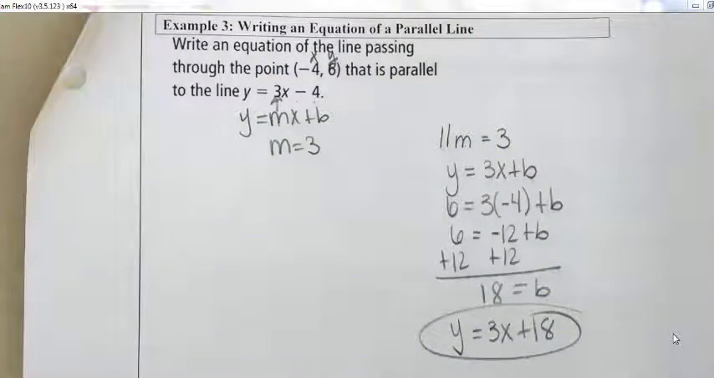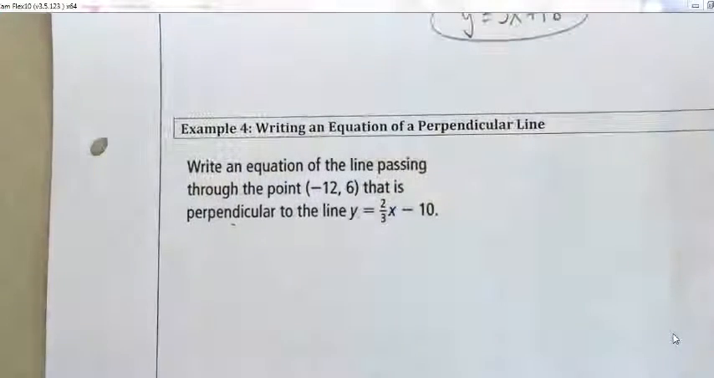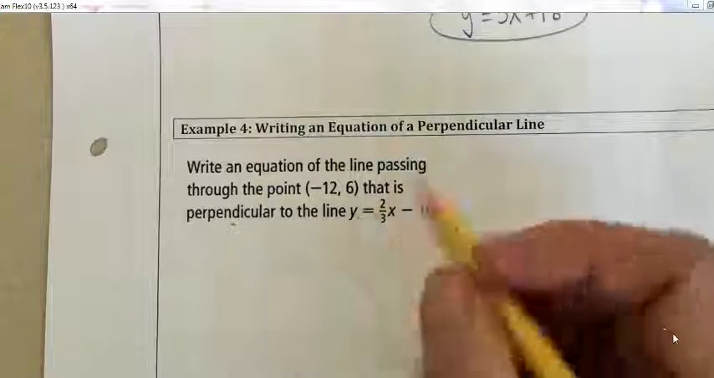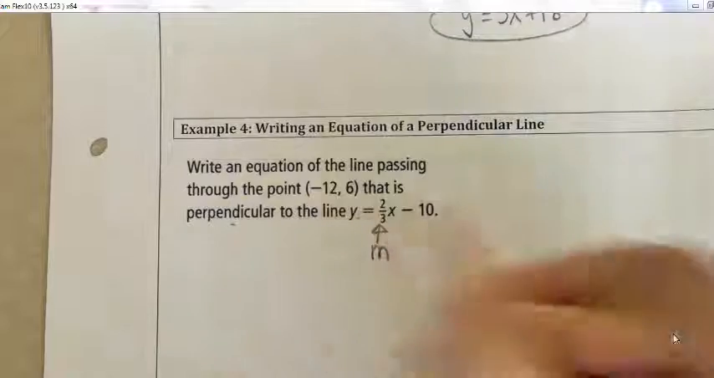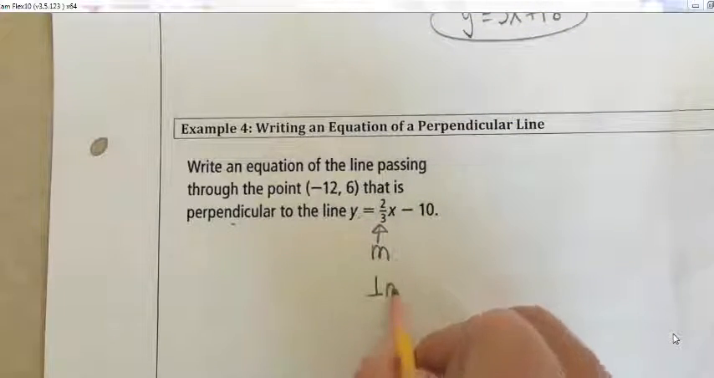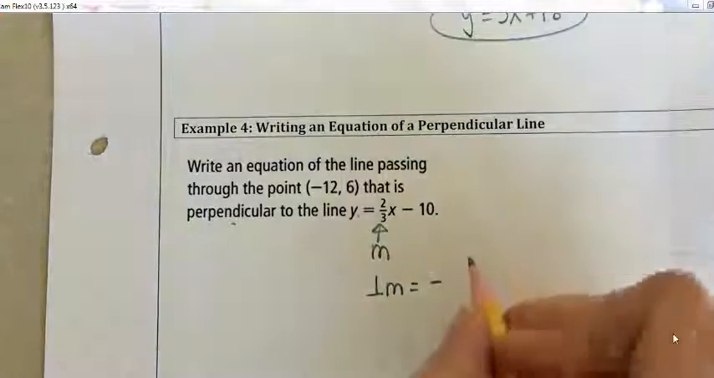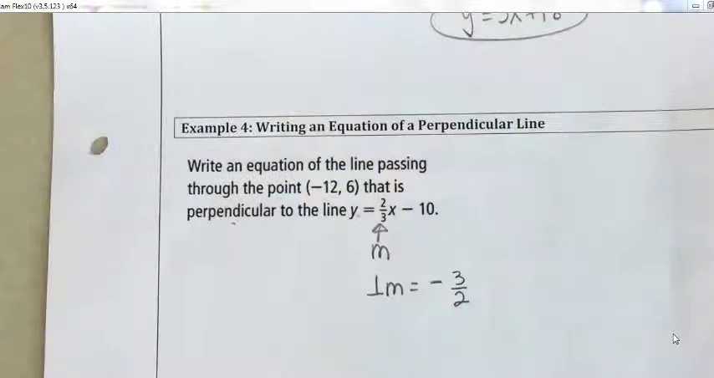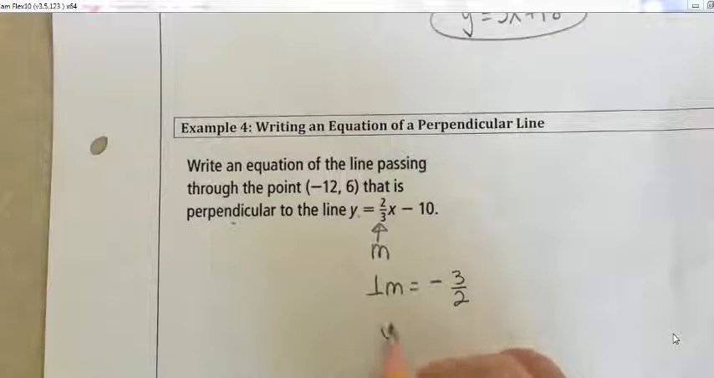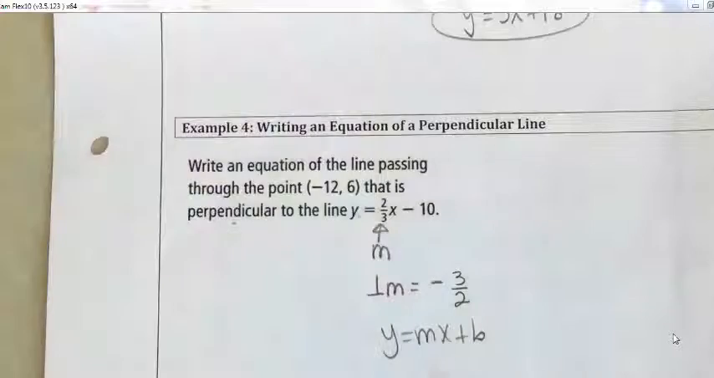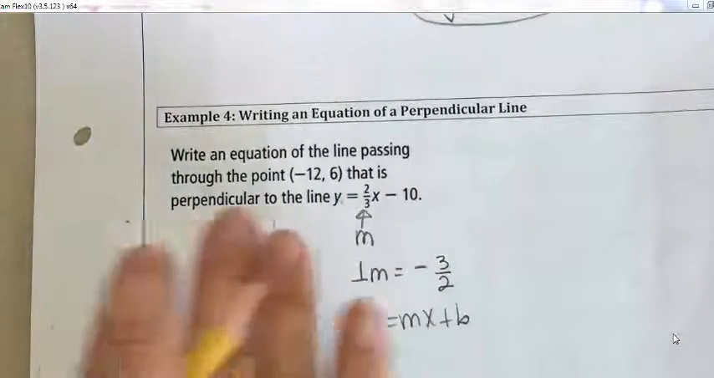All right, next, write an equation of the line passing through the point -12, 6 that is perpendicular to the line y equals 2/3 x minus 10. So again, my slope right now is 2/3, but I want the perpendicular slope. And perpendicular lines have opposite reciprocal slopes. So this one's positive, so I know I need the negative. And then I also need the reciprocal, so I'm going to flip it. So that's the perpendicular slope. That's what I'm going to put into my slope-intercept form for my line that's perpendicular to this line.